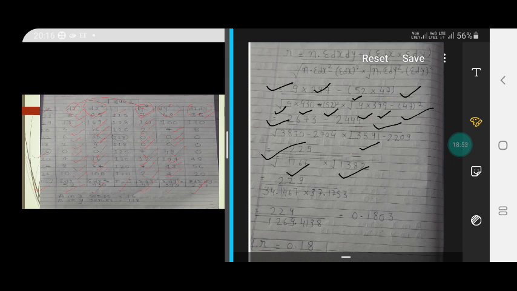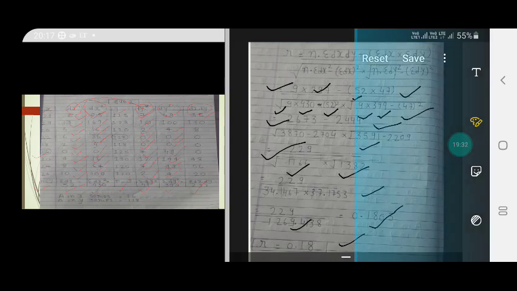Then again we will perform the next step, that is 229 divided by 34.1467 into 37.1753. So we are going to get 229 divided by 1269.4138. Okay. And when we do the division of this number, our answer would be equal to 0.1803. Okay. So this 0.1803 would be the value of the coefficient of correlation. Okay. So we will take up to 2 digits. So we will say R is equal to 0.18.